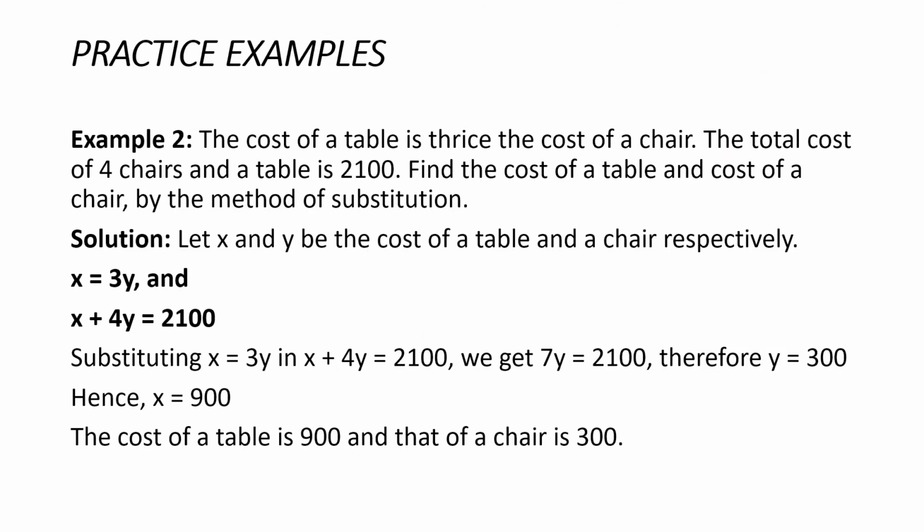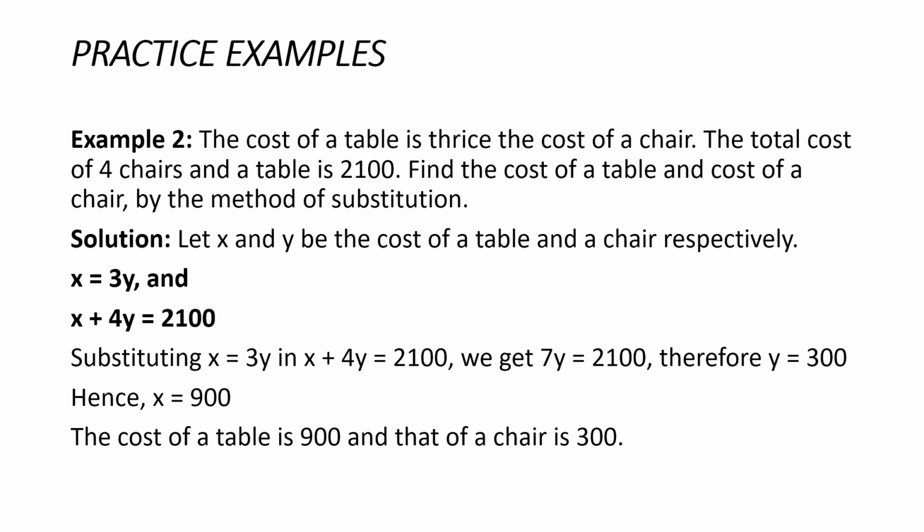In example 2, the cost of a table is thrice the cost of a chair. The total cost of 4 chairs and a table is 2100 rupees. Find the cost of a table and the cost of a chair by the method of substitution. So here we are told to use the method of substitution. Let x and y be the cost of a table and a chair respectively.